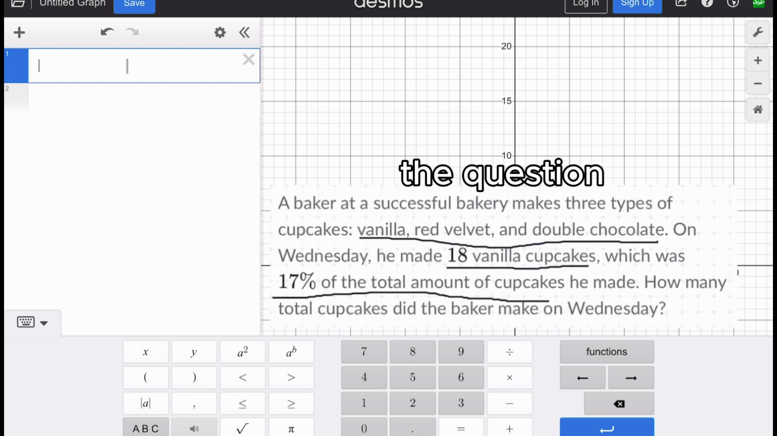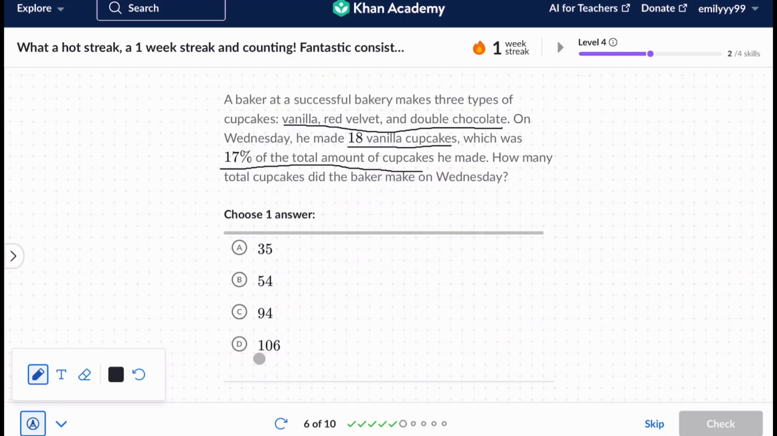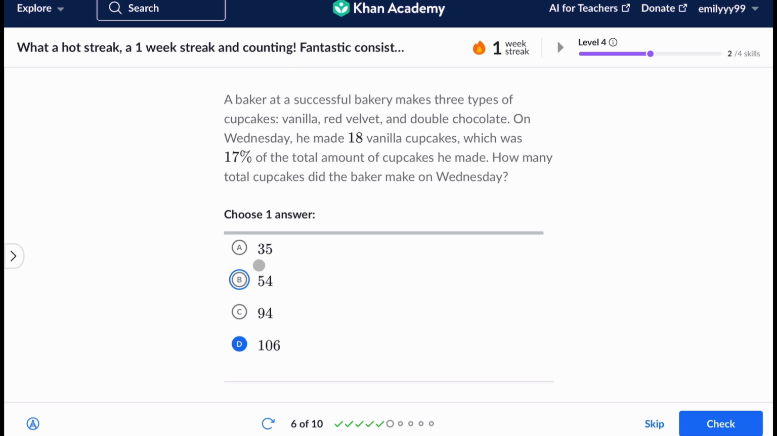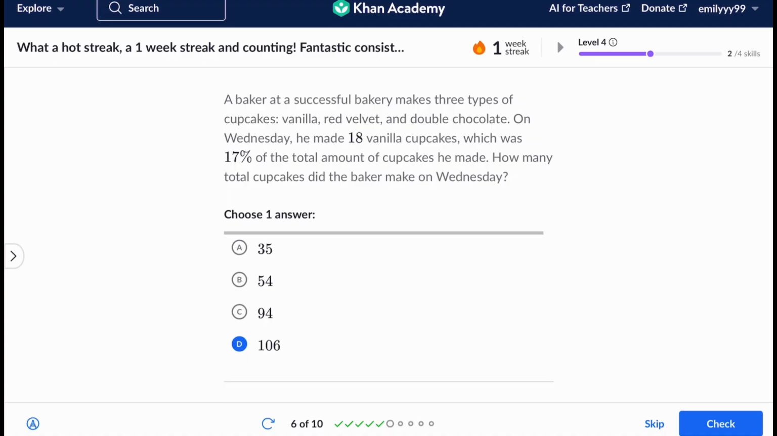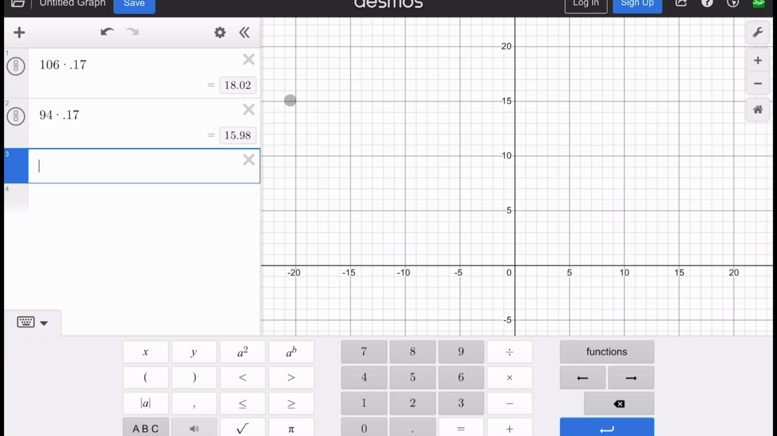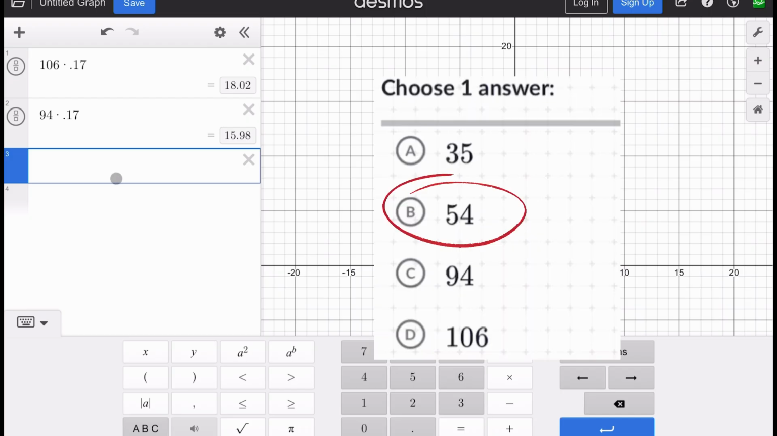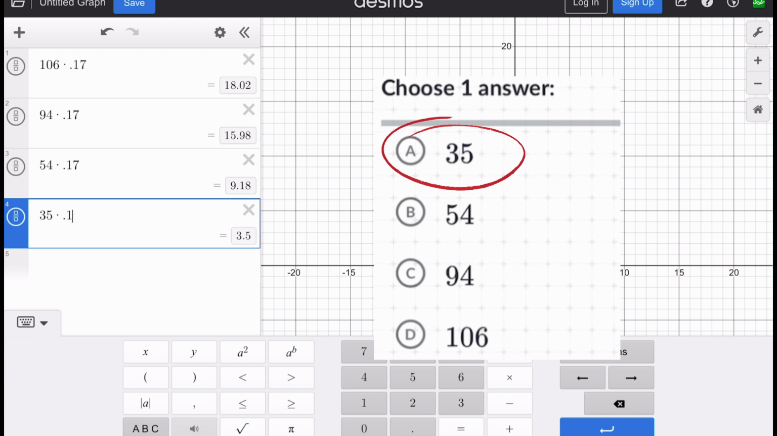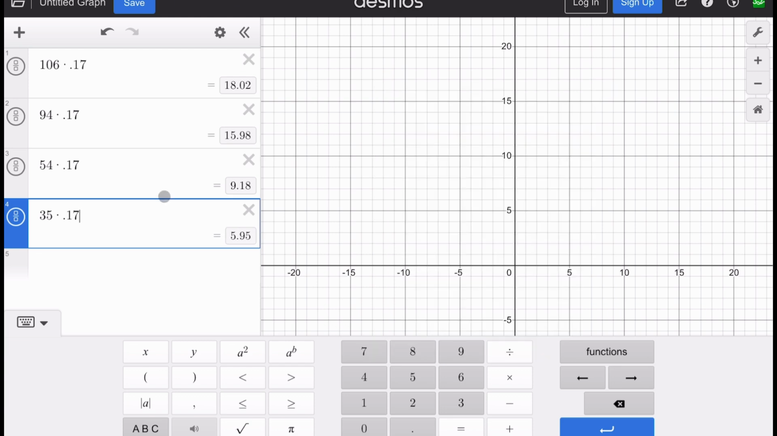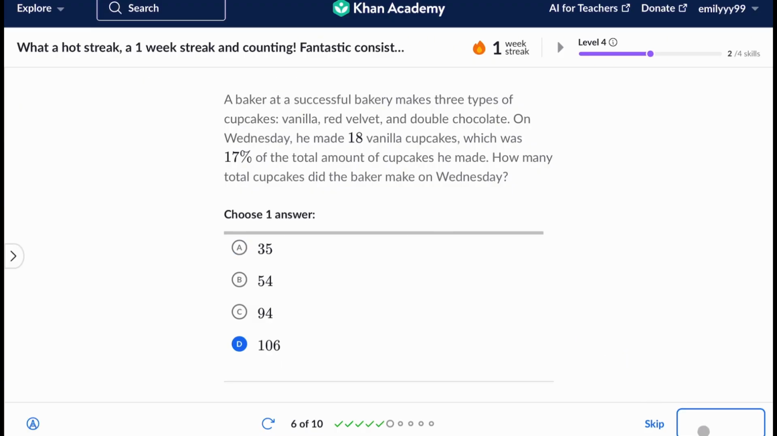So 106 times 0.17 is 18. Okay, so it's 106. That's the answer. If we're doing the SAT, I don't think you need to check the other answers, but we might as well. 94 times 0.17 is going to give us 15 cupcakes. 16, actually, if you round it. But technically, you can't really make a fraction of a cupcake, so it's 15, I guess. And then 54 times 0.17 is only 9 times 0.17. It's equal to 5, almost 6. So, yeah, 106 is our answer.